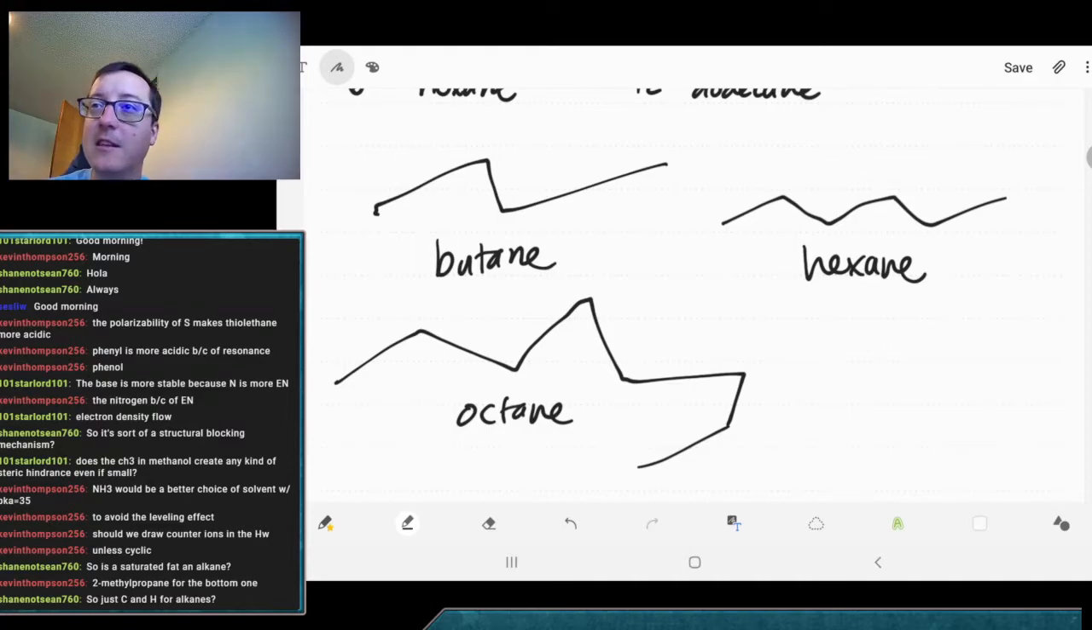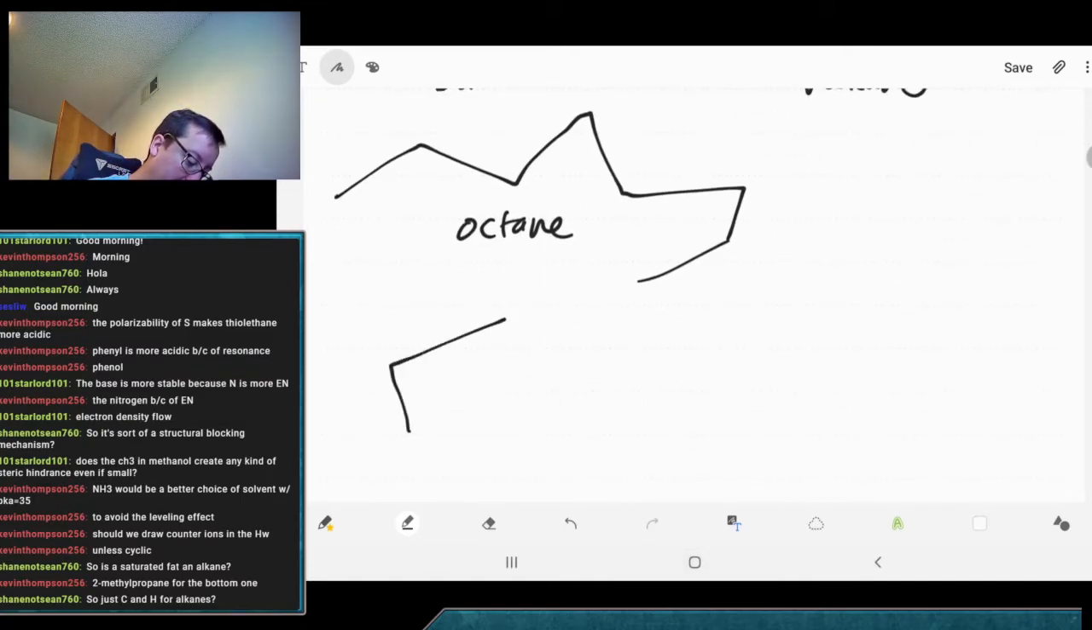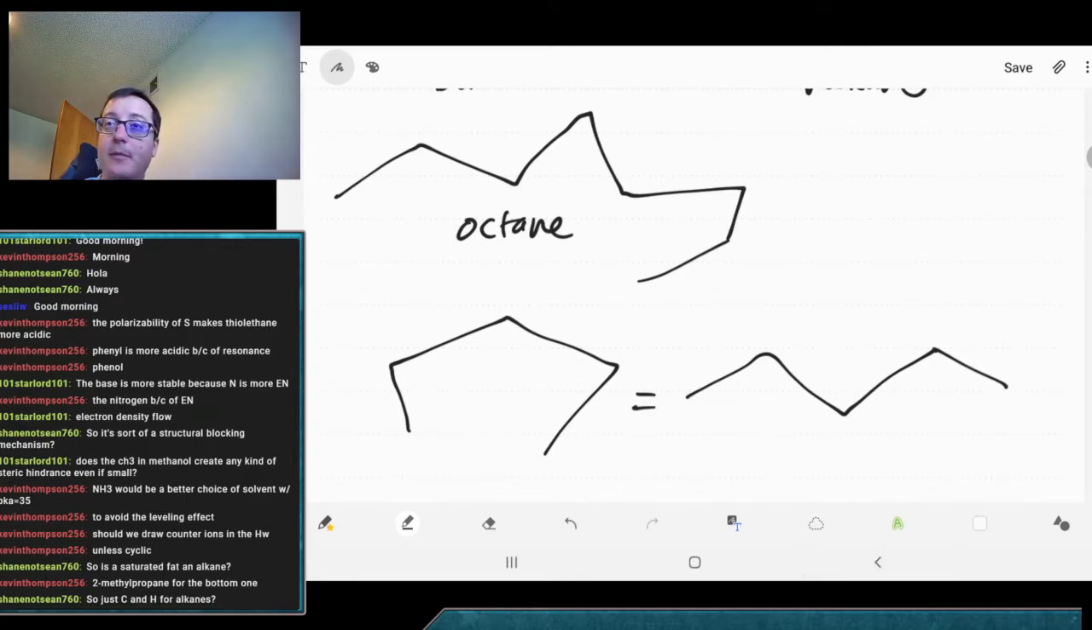Typically we do draw them zigzags, but we'll find out that all of these alkanes can freely rotate all they want. So it might look like this, or it might look like this. These are the same molecule. We're going to see that these molecules rotate and go crazy all they want. These are both pentane.